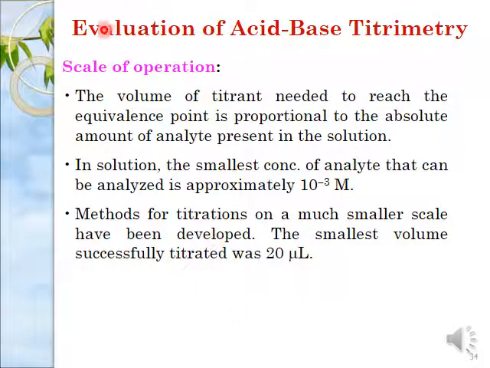Okay, let us see in terms of scale of operation for acid-base titration. The volume of titrant needed to reach the equivalence point is proportional to the analyte present, so M1V1 equals M2V2. The smallest concentration of analyte that can be analyzed is 1 times 10 to the power negative 3 molar. That is the smallest concentration we can use. And we can even use smaller volume. The smallest volume that has been used is 20 microliter.